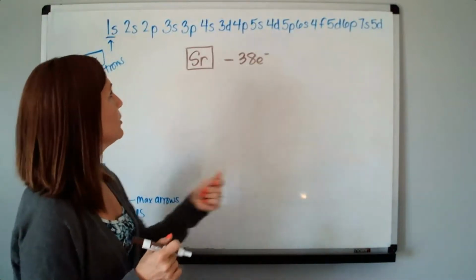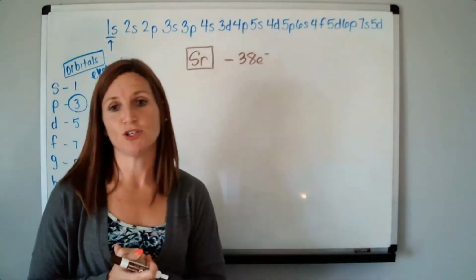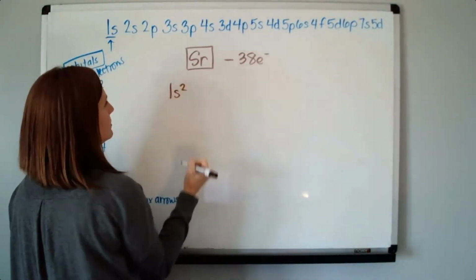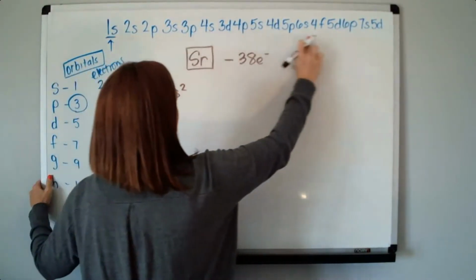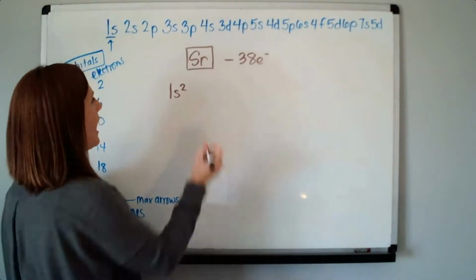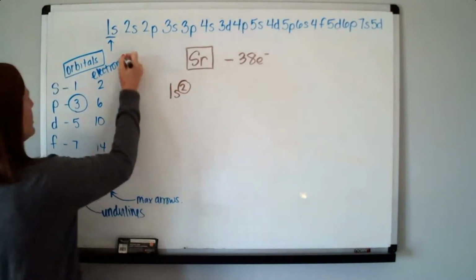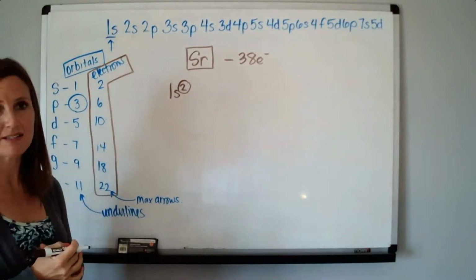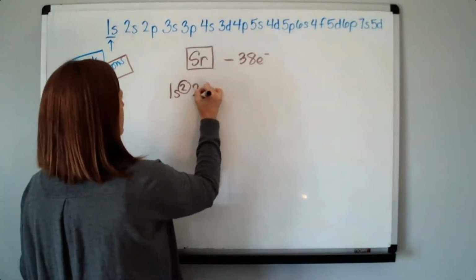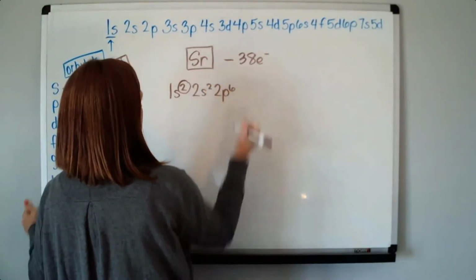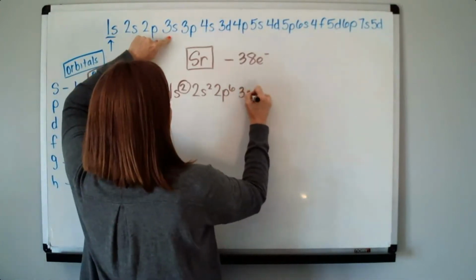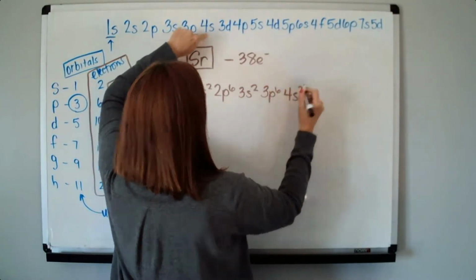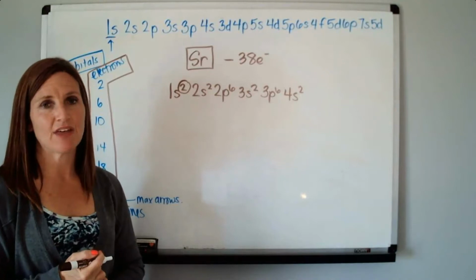That means that I can move a little bit faster until I get up to the 5s block. So let's try it. We start with 1s2. Remember, we're just taking this line down as we go. That's Aufbau's principle. And we always know how many electrons are going to be in here because we're using this set of numbers right here to tell us. 1s2, 2s2, 2p6, 3s2, 3p6, 4s2.